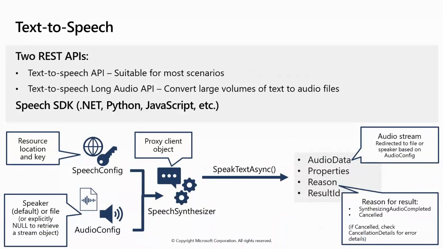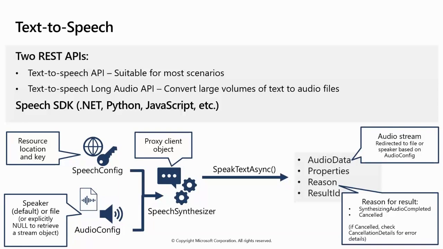But you can also specify an audio file, or you can process the audio stream object that is returned directly by setting this value to null. Now, you can make a speech synthesizer object by using the speech config and the audio config. This object is the text-to-speech API client proxy. So then we need to use the speech synthesizer object's methods to call the API functions that make it work.